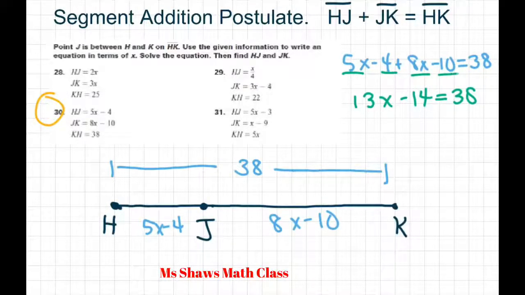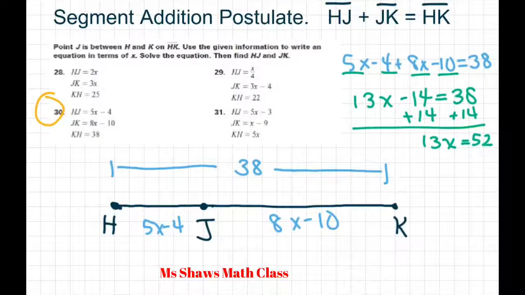I combined those. Let's add 14 to both sides using the addition property of equality. And you get 13x equals 52. And divide both sides by 13. We know 26 plus 26 is 52, so we know there's 4. So x equals 4. You try to do these without a calculator. It's better for your brain. You do mental math.